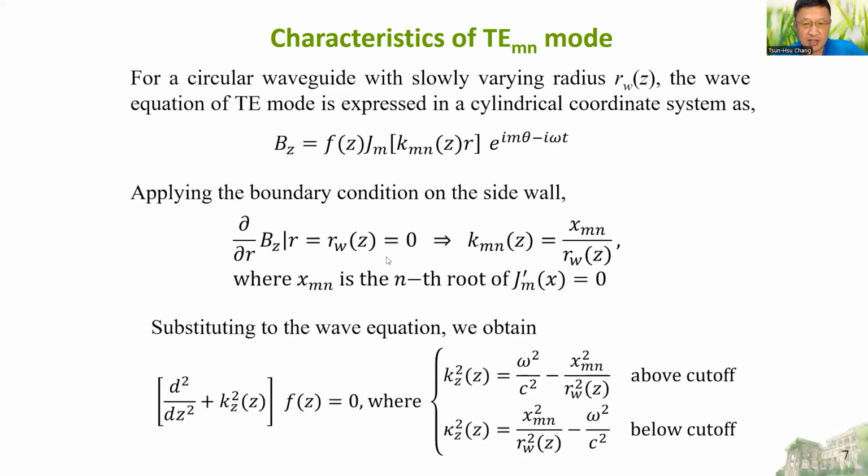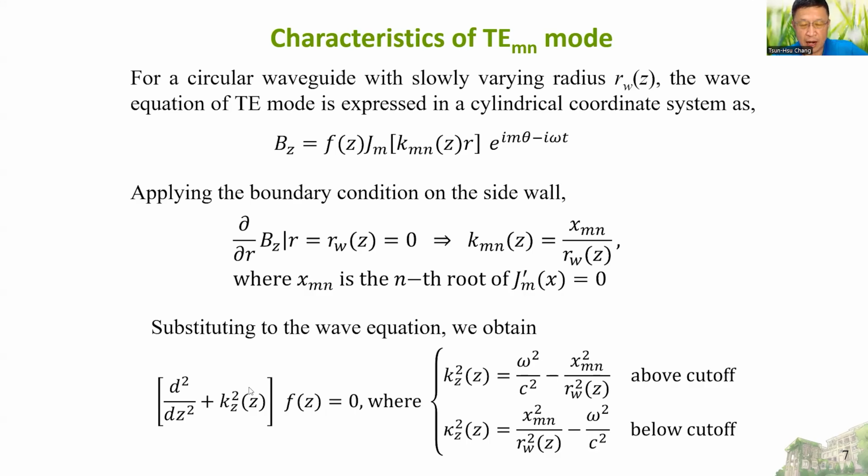This gives us, on the side wall when r equals R_w, with some typo here, the cutoff frequency. We can determine k_mn as a function of waveguide radius. Here it should be lowercase, where s_mn is the nth root of the Bessel function prime, the first derivative of the Bessel function of order m. Substituting into the wave equation, we obtain these conditions.